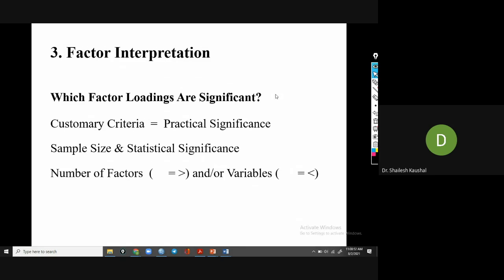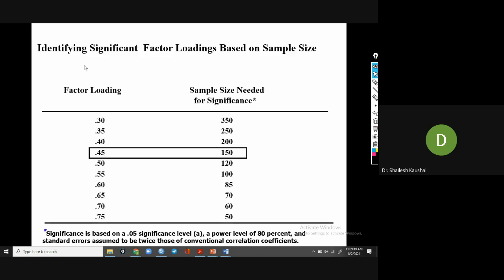Now factor interpretation. Which factor loadings are significant? The criteria are the customary criteria, practical significance, sample size and statistical significance, and the number of factors, meaning how many factors we should take. Theoretically, the factor loading value should be greater than 0.714 ideally, but it depends on this table. Now you can see here, if my sample size is 150, it is also acceptable if the factor loading value is 0.45.